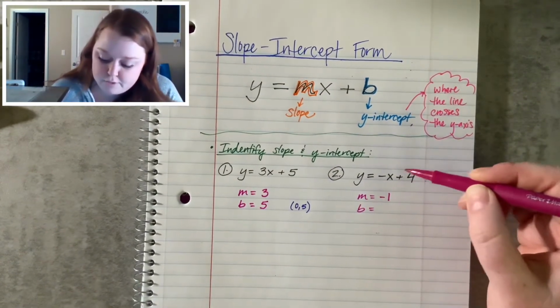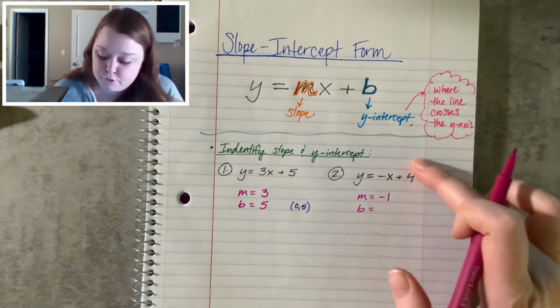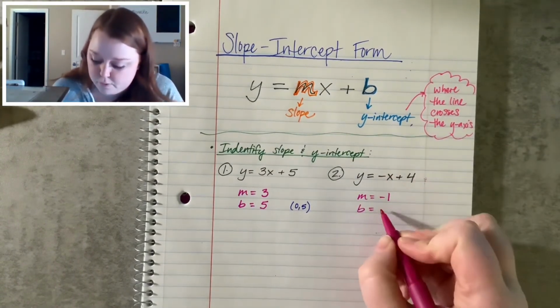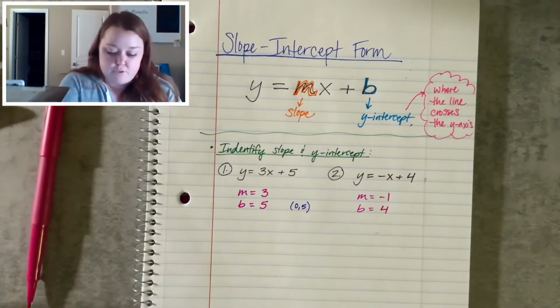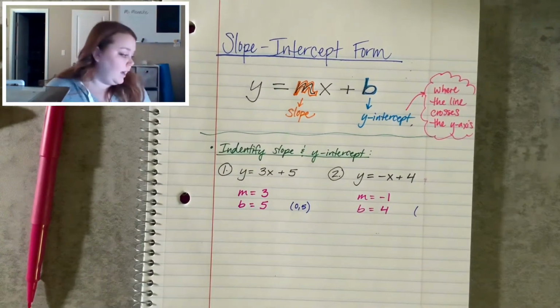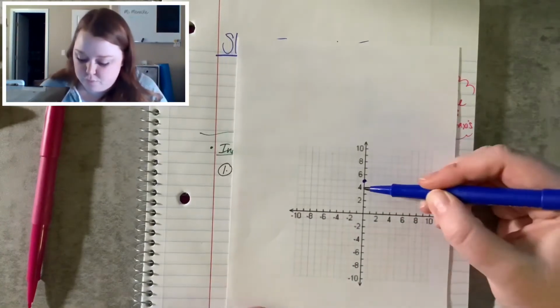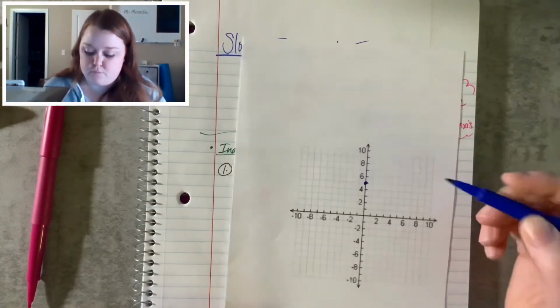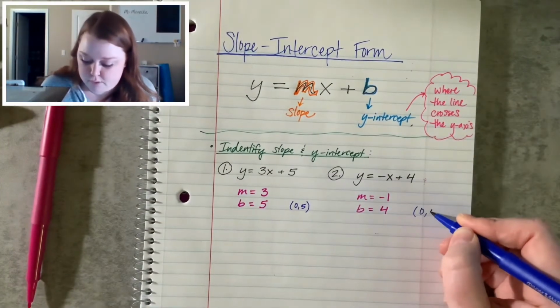For your b value, that's at the back here, your b value is positive 4. So the b value is 4. Now let's write that as a location. If your y-intercept is 4, that location would be 0, 4.